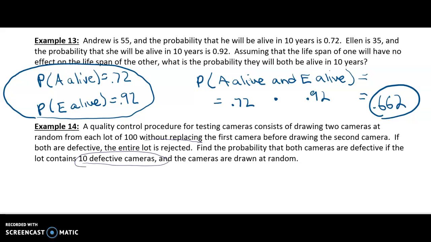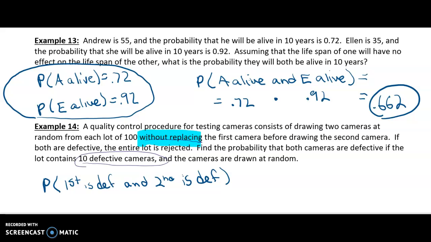Some important things from reading this is that we are doing this problem without replacement. That means, unlike the last example, in this example, we have dependent probabilities we're working with. So we're trying to find the probability that the first is defective and the second is defective. I'm writing DEF for shorthand for defective.